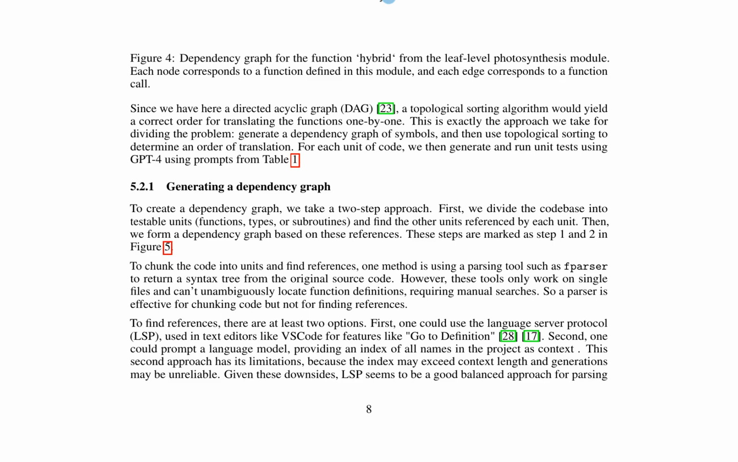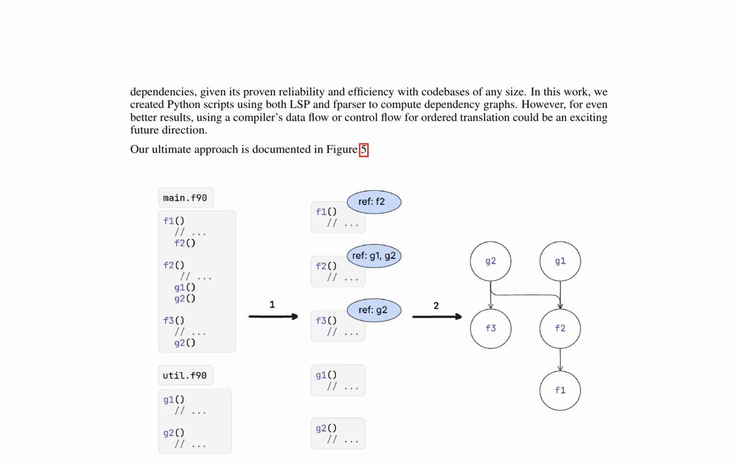translation of legacy code. The proposed approach for translating Fortran code to Python involves three main steps: divide, conquer, and combine. In the divide step, the codebase is chunked into individual units using a parsing tool and tracing references. This process is visualized in Figure 5, where each unit's dependencies are formed through a dependency graph.